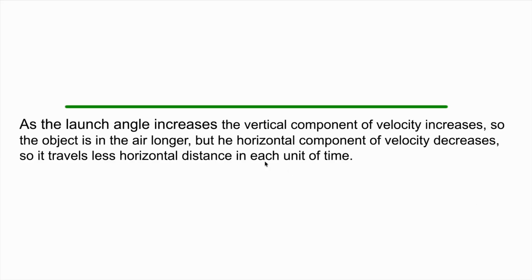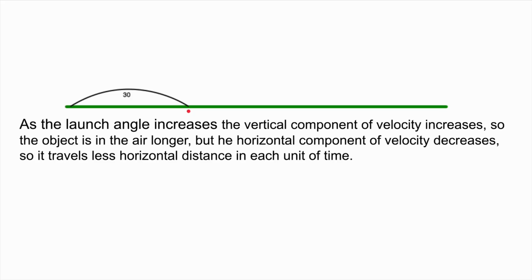So what we find is if I increase the launch angle, then the vertical component of velocity is going to increase, so the object is in there longer. However, the horizontal component is going to decrease, meaning it's not traveling as fast horizontally in that time that it's in the air. And these two factors work together to determine the distance. So let's just take a look at this. Let's just say I shoot an object at 30 degrees. So it follows this trajectory here.